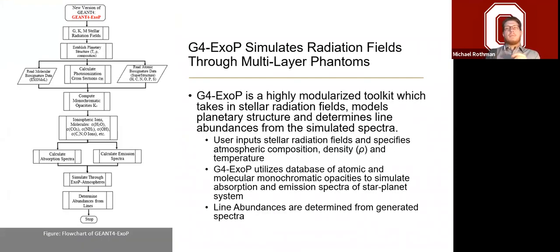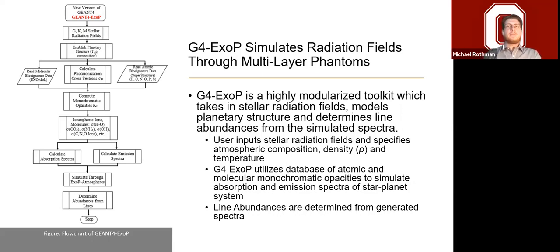The simulations run by GN4 EXOP will model radiation field propagation through multi-layer atmospheric phantoms. And by phantoms, we mean a material which is relatively transparent and that photons can interact with, such as an exoplanet atmosphere. Now, GN4 EXOP is a highly modularized toolkit, the operation flowchart of which can be seen on the left. In principle, we're importing stellar radiation fields, simulating passage and interaction of the radiation field through a defined planetary atmosphere, and collecting the resulting radiation field to capture generated absorption and emission spectra of the system.